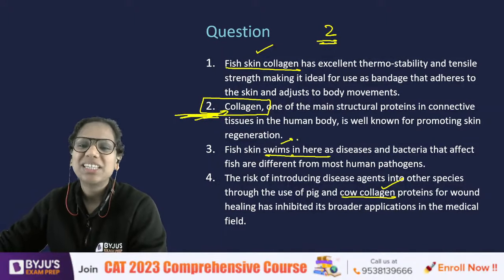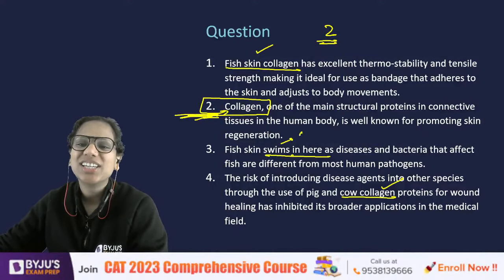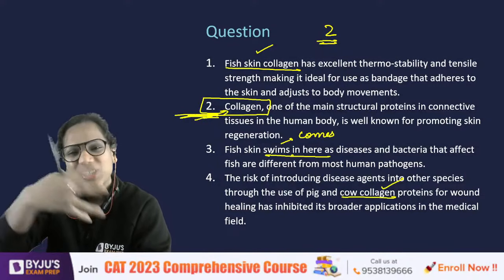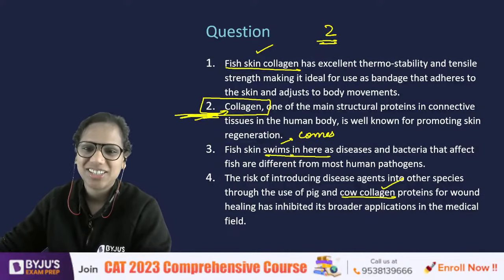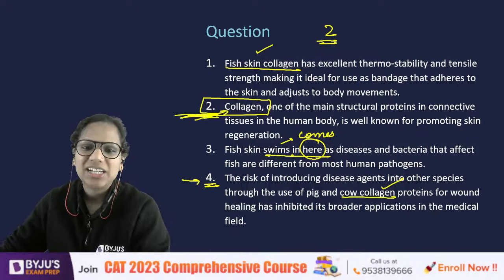Now, if you see here, fish skin swims in here. That means basically this person wanted to say it comes into the picture here. Instead of saying it comes in here, this person became a little poetic and said fish skin swims in here. So it comes into the picture here. What does here mean? To solve this problem, right? So, 4 presented a problem.